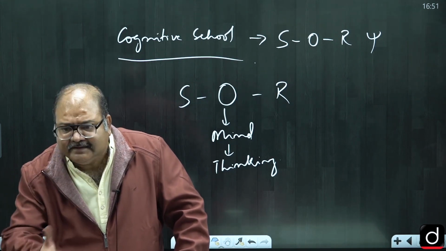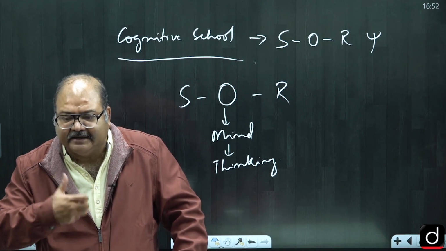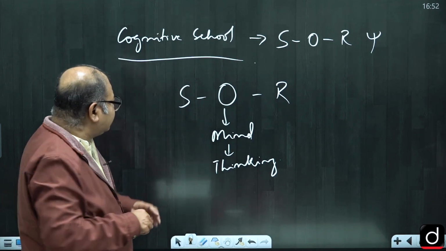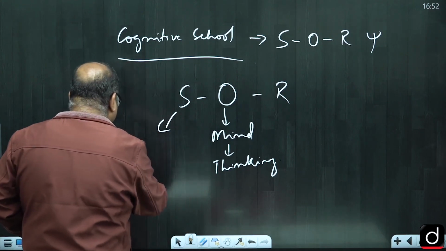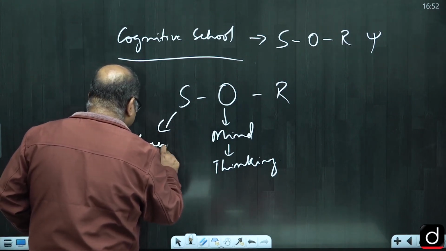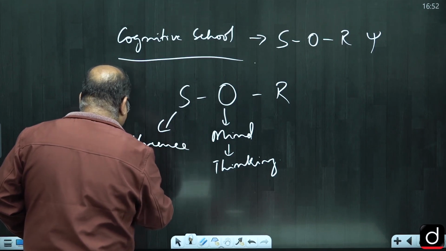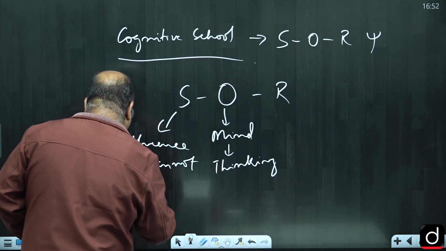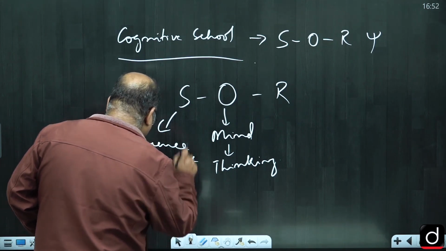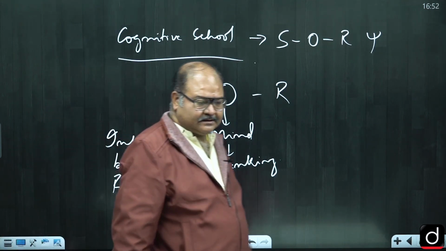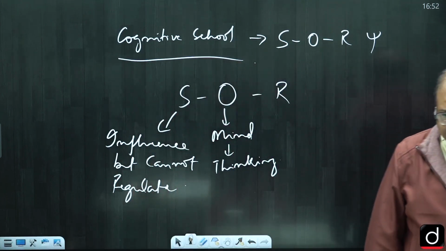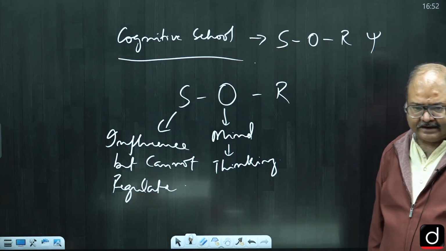But there is a probability that he thinks on that line, he gives it a try. So stimulus in the environment can at the max influence the responses, but cannot regulate the responses. At the max, it can raise the likelihood of the response, but it cannot regulate the response.